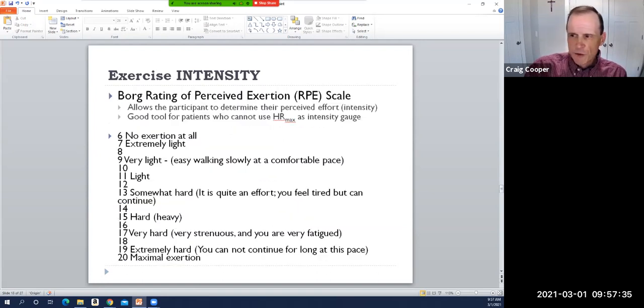And so here's our Borg scale. Starting to run out of time. I don't think I'm going to finish all these. I talked too much at the start. So 6 to 20. And a lot of people have a hard time with 6 to 20.